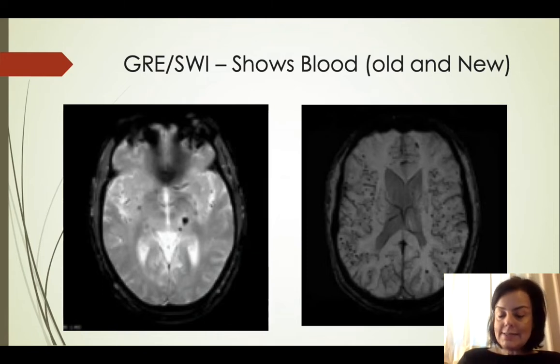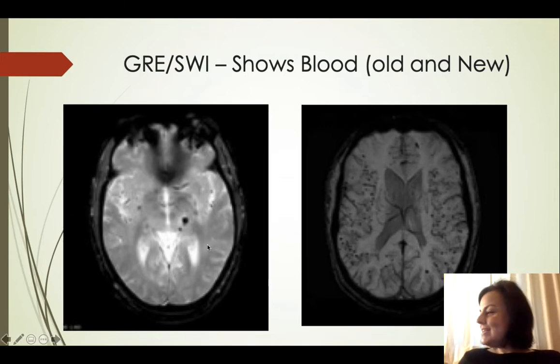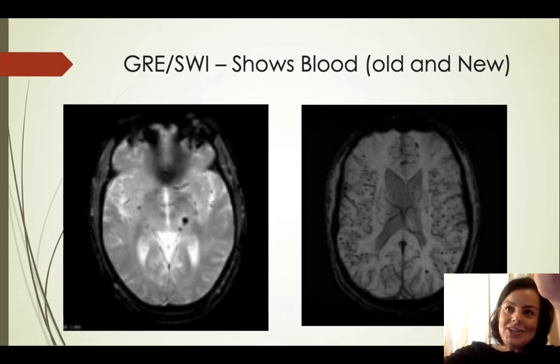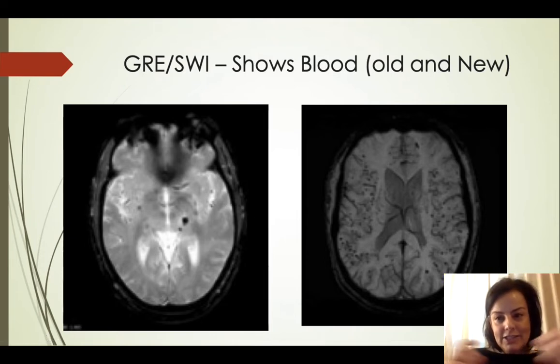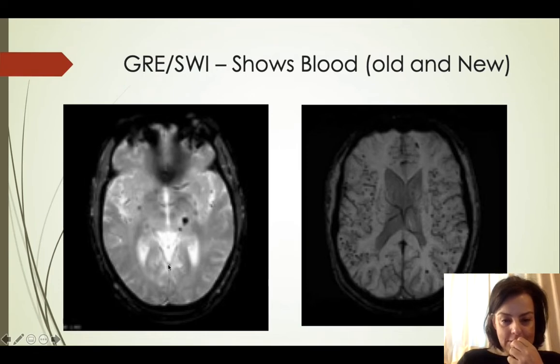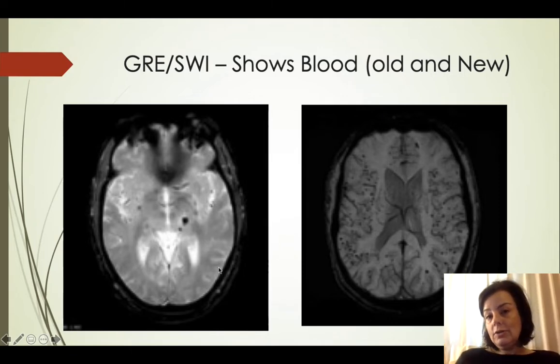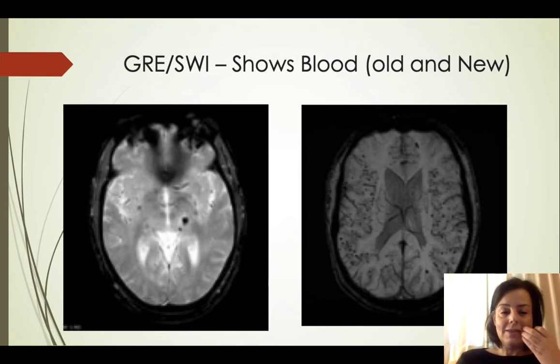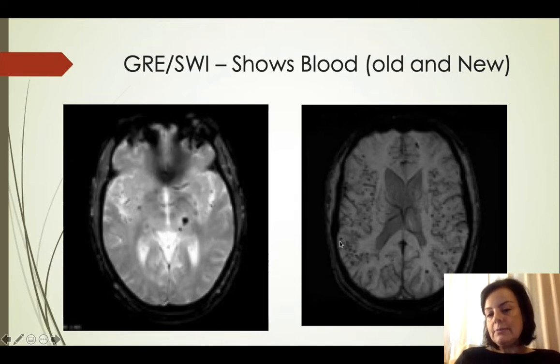Wow, this is not as bad as it seems, huh? There are now these two sequences. You're almost done. So GRE, gradient echo, and SWI, susceptibility weighted imaging, and these are relatively new sequences that have been very helpful and very informative because they show blood, old and new. And so if a patient has ever had a bleed in their head, it's going to show up on these sequences. GRE is the older sequence. SWI is newer and a lot more sensitive.